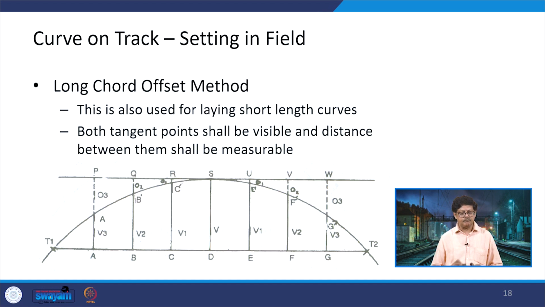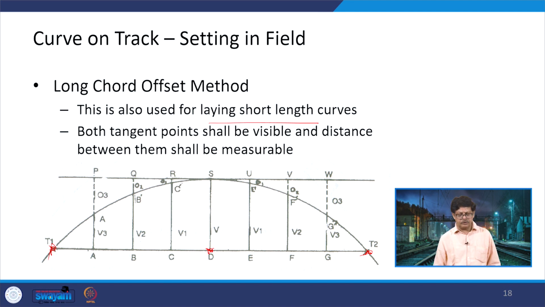Another method is the long chord offset method. Now, in the long chord offset method, this is also used for short length curves. Here both tangent points should be visible. So, this is one tangent point, this is the other tangent point. They should be visible, meaning there is no obstruction between them, and then we can have this chord, and this chord is divided into equal parts. Say there can be 8 equal parts.